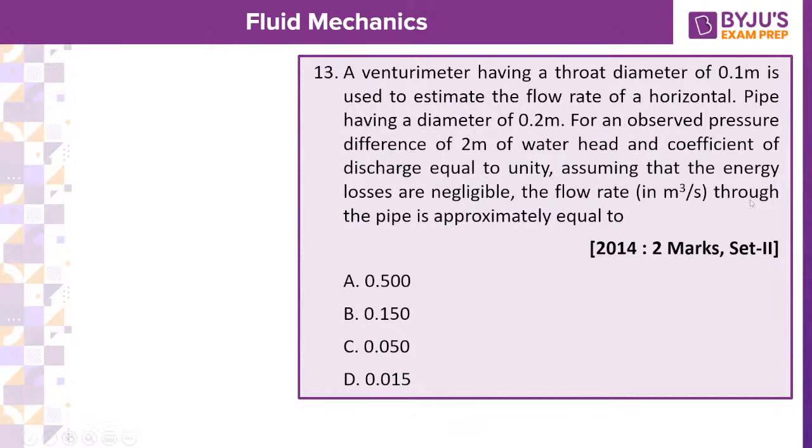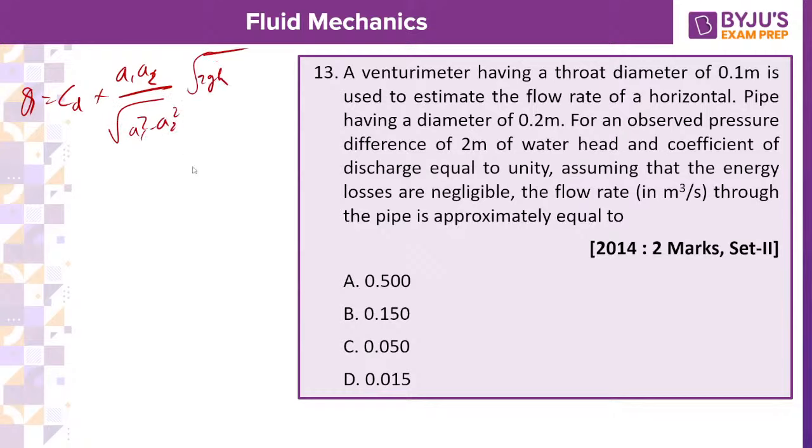What are they asking then? Assuming that the energy losses are negligible, the flow rate through the pipe. This time they are asking about the discharge. I have told you, CD is nothing but the ratio of the discharge. So now discharge can be calculated as CD into the one which I have written just now: A1 A2 divided by under root of A1 square minus A2 square, under root of 2gh.